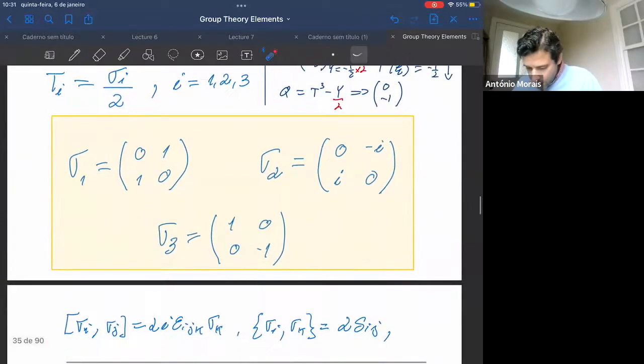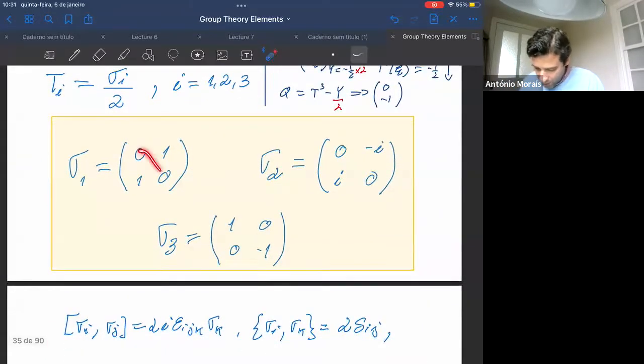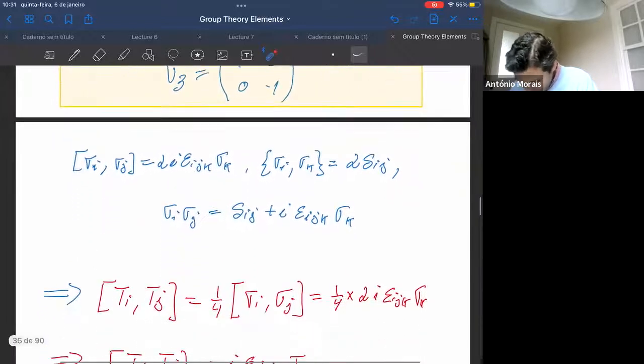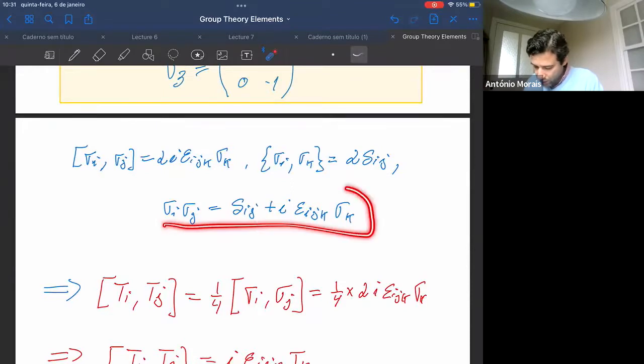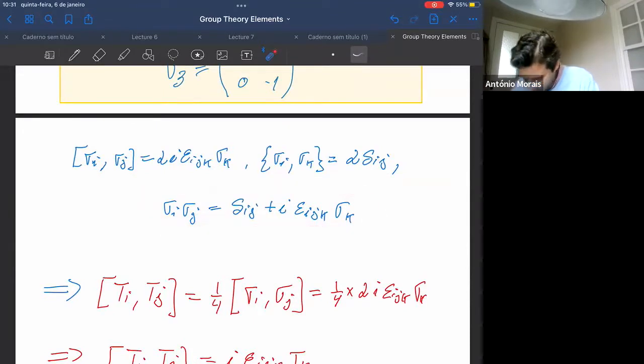Okay, so these are the Pauli matrices. You see they are clearly traceless, all of them, and they are unitary as you know. Okay, so there are a few commutation and anti-commutation relations among the Pauli matrices. So this is a well-known commutation relation. This is also another well-known anti-commutation relation. And also these results can be obtained from these conditions.